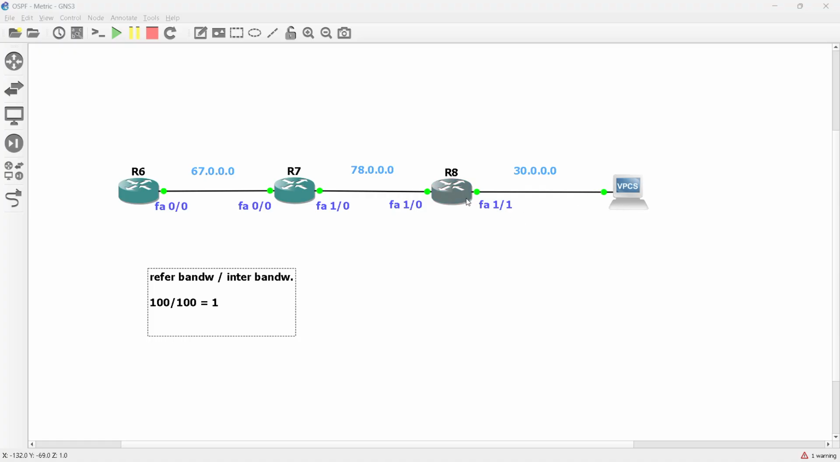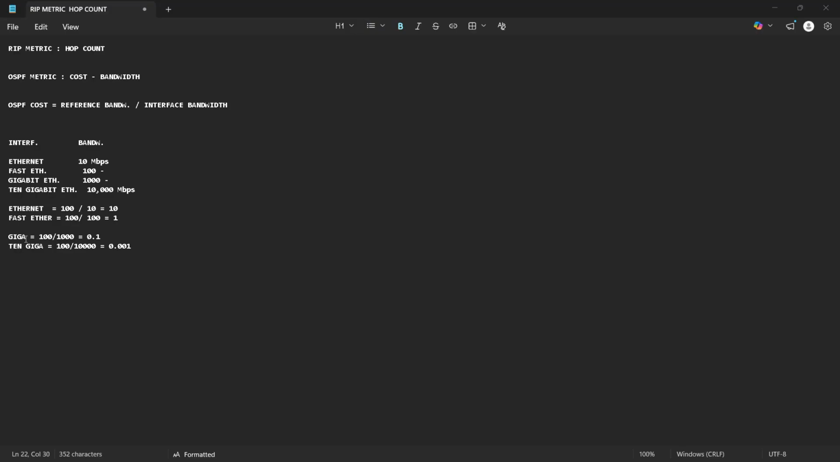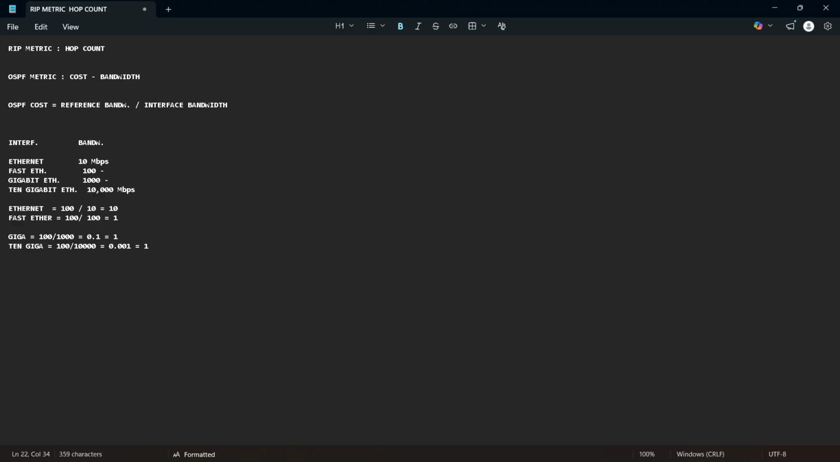Now we have different interfaces too, the faster ones like Gigabit Ethernet. So what happens in that case is, in other cases like giga and 10 giga, as we have called the reference as 100, it goes round off to 1, right, for both of them. So to differentiate between the faster speeds becomes a little difficult, right?